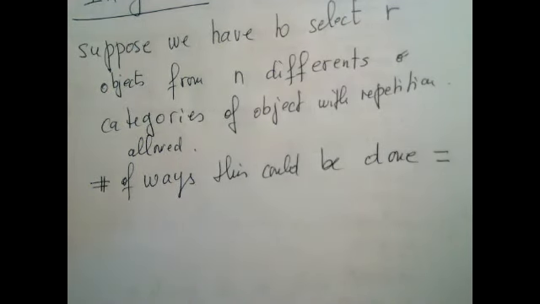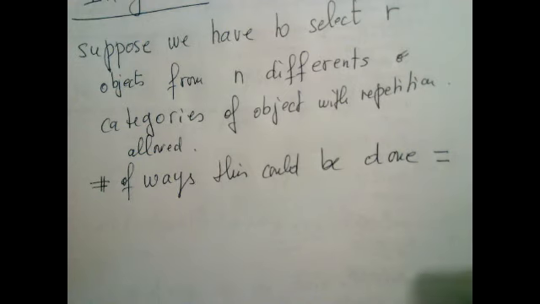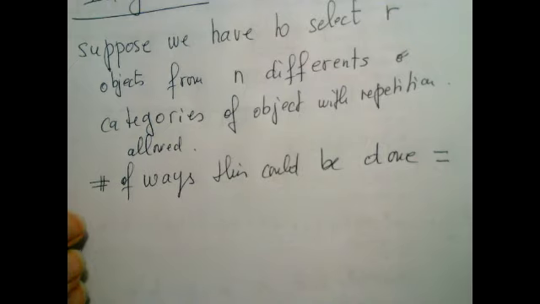In a combination, I have totally different objects. There is no repetition. So I have 5 different students in my class, and I'm picking 3 out of them. That's a combination. Are you with me? Yeah. Here, what's the difference?